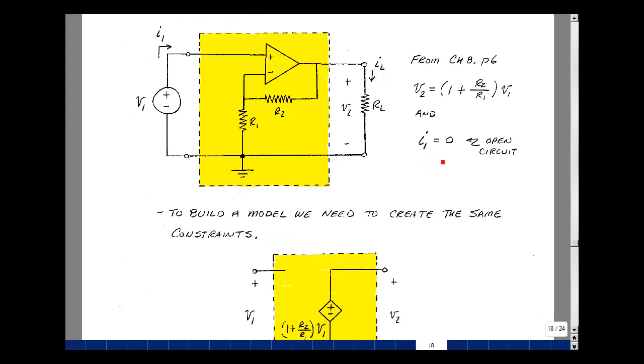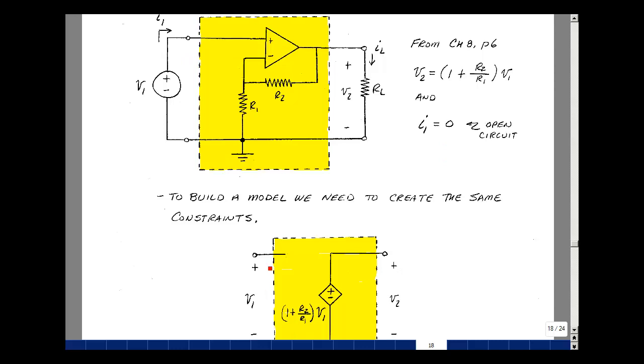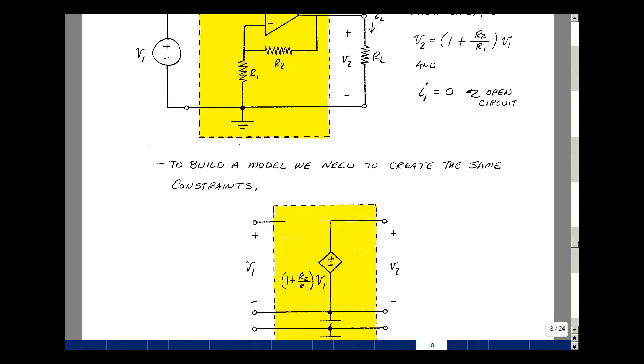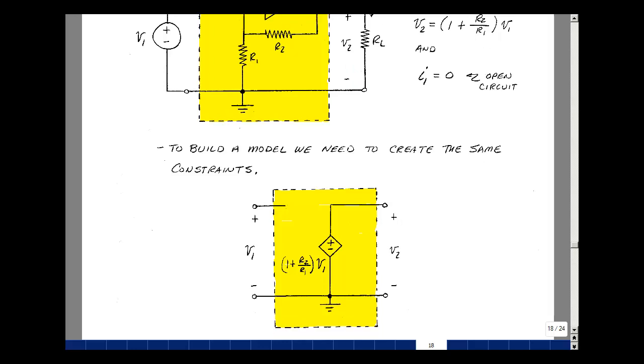Current being 0 means an open circuit. I'm going to model this terminal where V1 is with an open circuit. The output voltage is a constant of 1 plus R2 over R1 times V1. I'll model that as a voltage-controlled voltage source. If I apply the voltage V1 here, no current's going to flow, just like the circuit above.